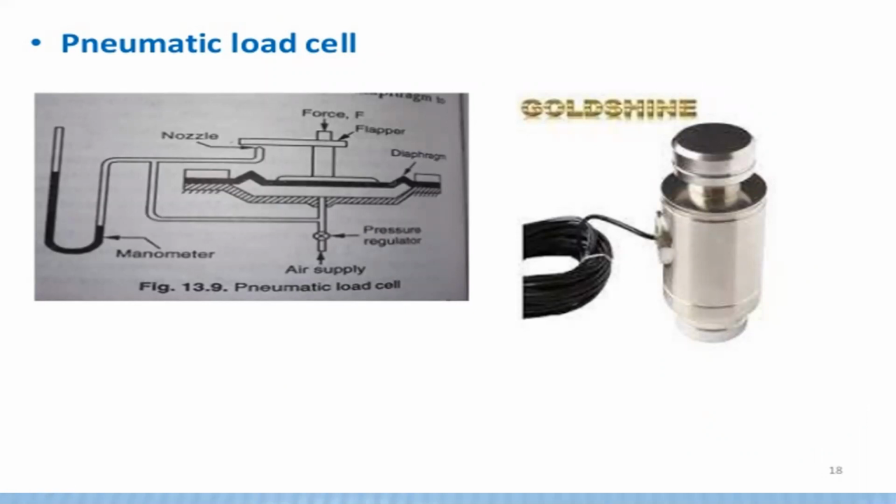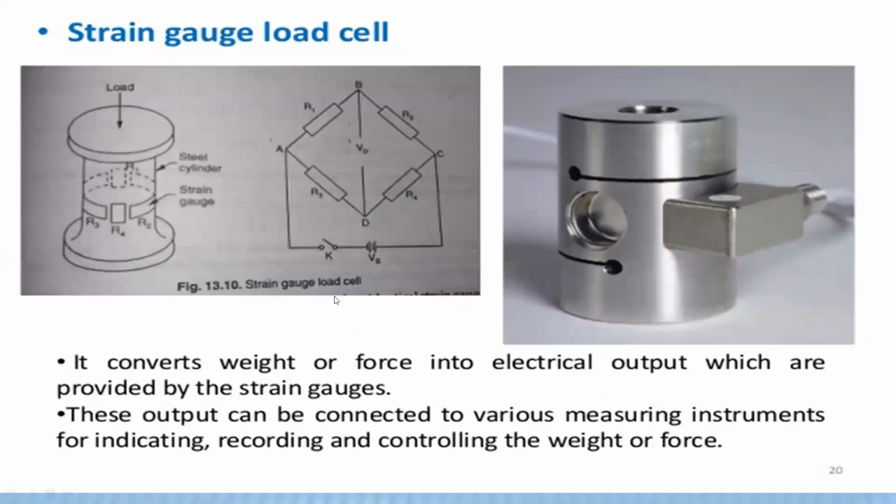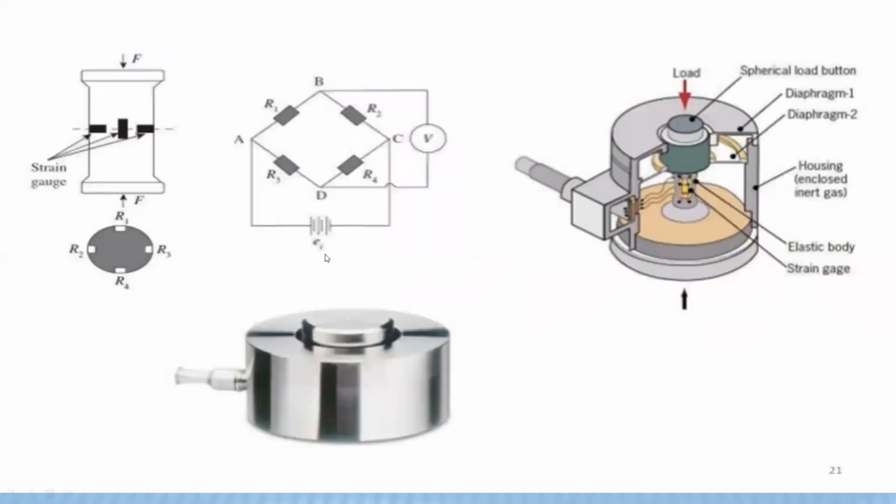In the pneumatic load cell, there is a manometer. So the manometer readings are taken to calculate the force. There is a force applied at the applying position, nozzle, flapper, diaphragms, pressure regulator, air supply, and also the strain gauge load cell. Measured resistance: tension increases resistance. So this is the working of the strain gauge load cell.